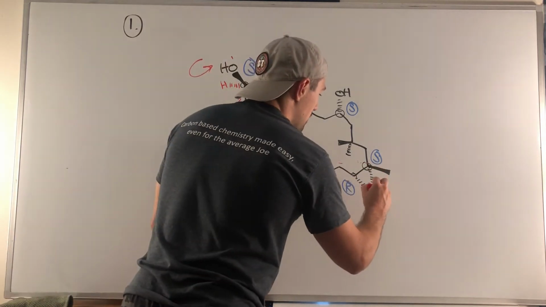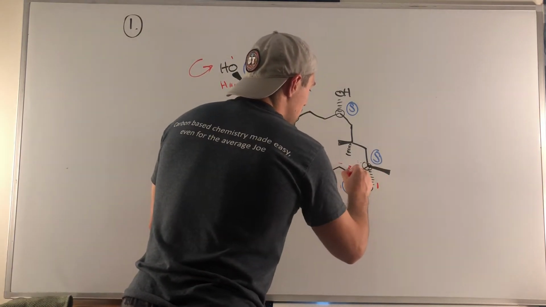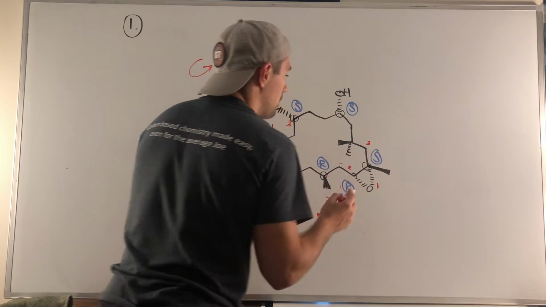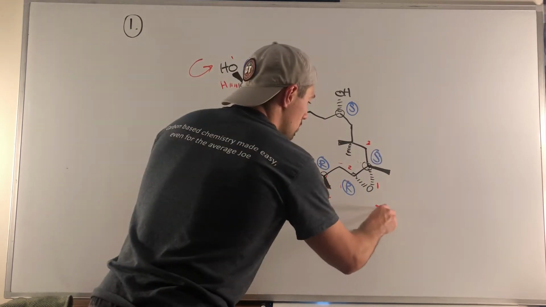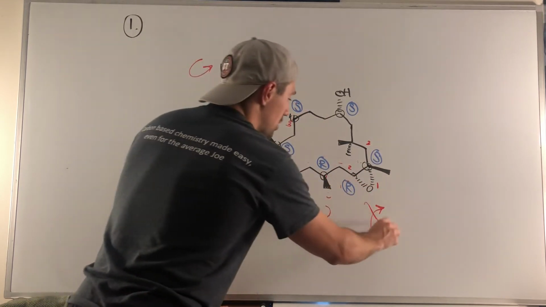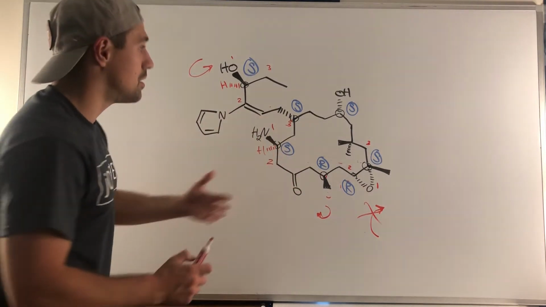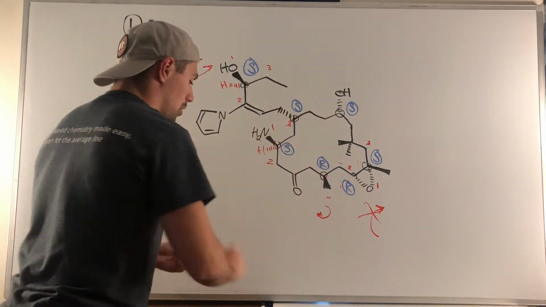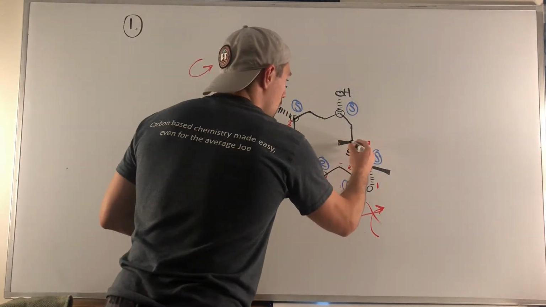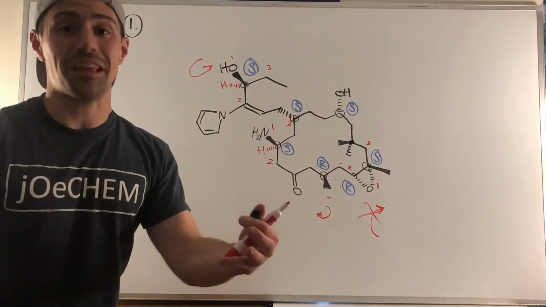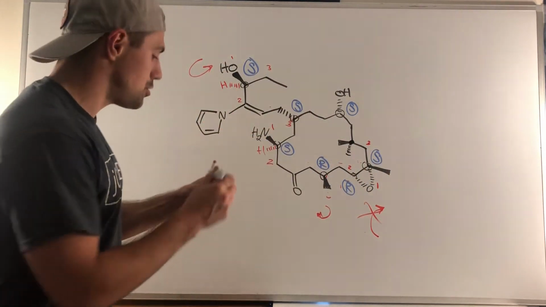So you can see again, priority number 1 goes to the oxygen, priority 2 goes over here, priority 3 goes up here. So we look like we are R, but the lowest priority group is facing towards us, that's why we are S. Last but not least, if you're wondering why this isn't a stereocenter, well, we're attached to 2 methyl groups. We need 4 unique things.